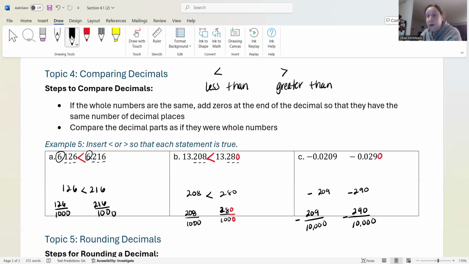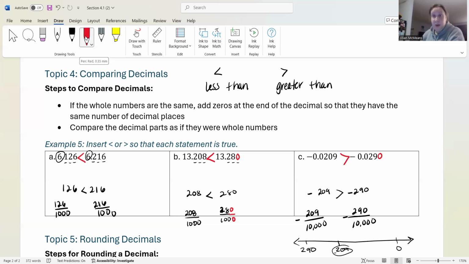So if I'm comparing negative 209 to negative 290, which number's bigger now? So kind of envision a number line. Well, we've got our zero right here. Let's say 209 is right here. That means 290 is way down here. So which number is actually bigger in this case? In this case, 209 being negative is actually bigger than negative 290. So we would write it like this. So negative 0.0209 is greater than negative 0.029.